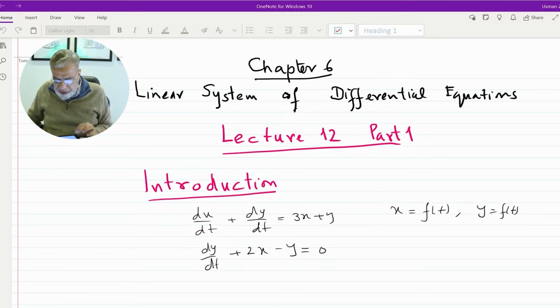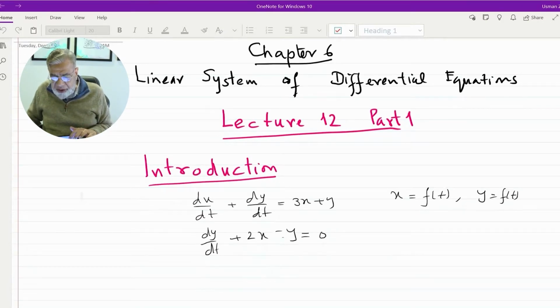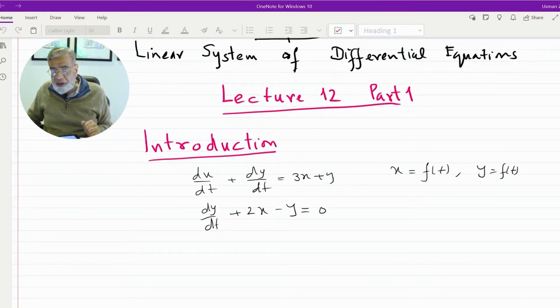So we come back to our lecture. This is our chapter 6. Our lecture in our series is lecture 12, part 1. We give the introduction. If we have one equation, it is an equation, and if there is more than one equation, we say the system. Here there is more than one unknown. For example, we have the unknowns x and y. We have two variables, which means we need two equations to find the complete solution. So we have x and y.